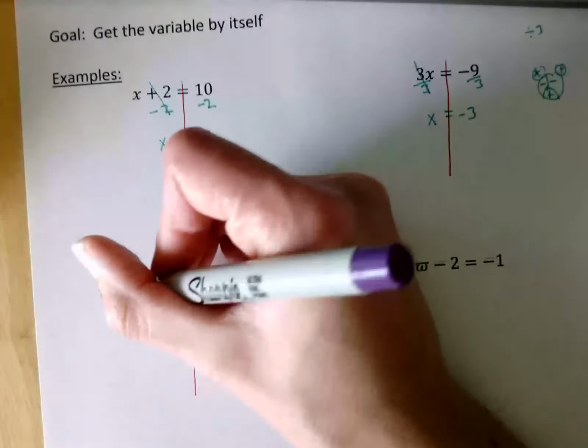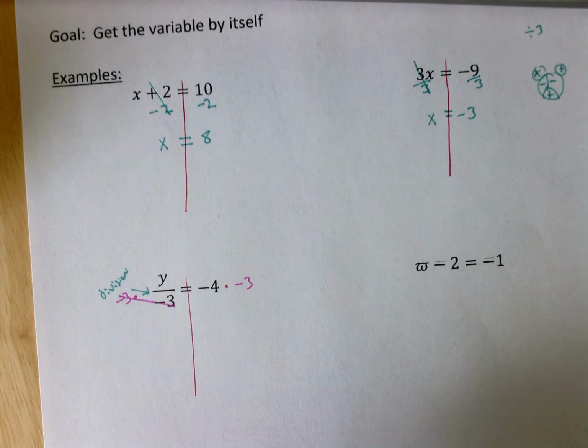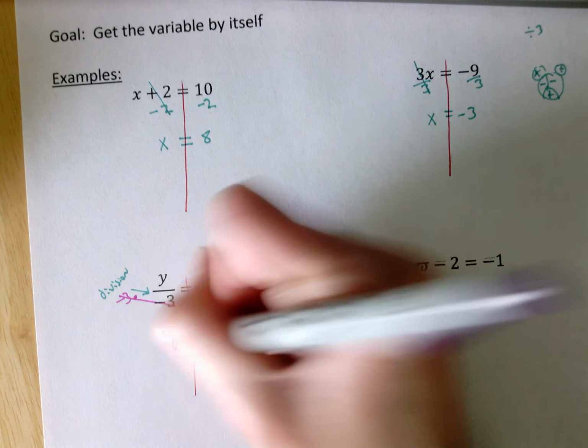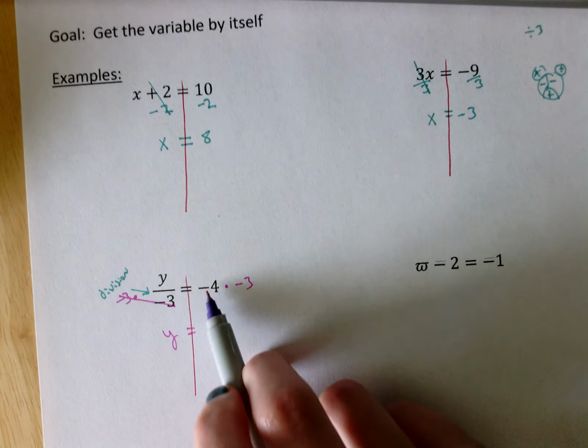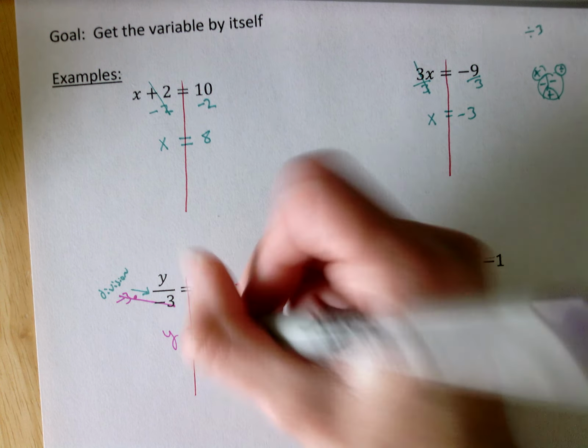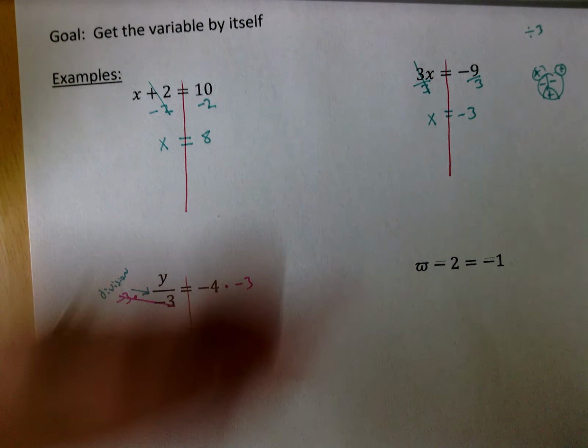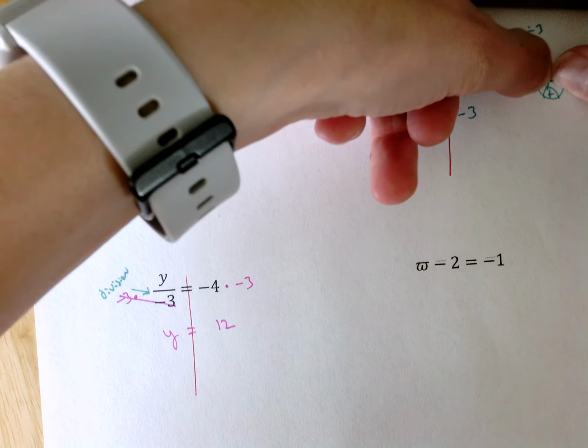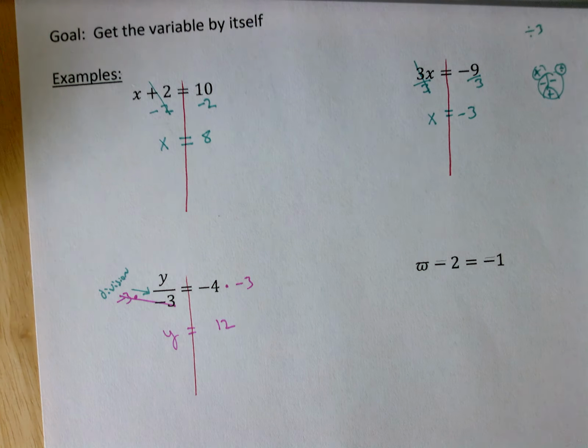So dividing by 3 and multiplying by -3 cancel each other. That leaves me with just my y over here. And then -4 times -3, 4 times 3 is 12. And a negative times a negative is positive. So +12 is my answer.